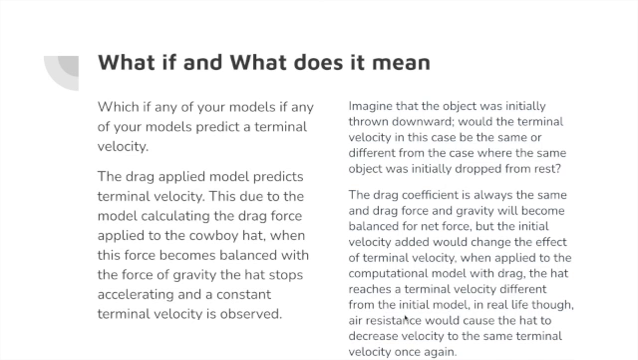Which, if any, of your models predicts terminal velocity? The drag applied model predicts terminal velocity. This is due to the model calculating the drag force applied to the cowboy hat. When this force becomes balanced with the force of gravity, the hat stops accelerating and a constant terminal velocity is observed.